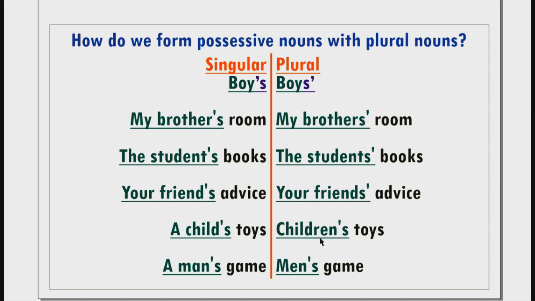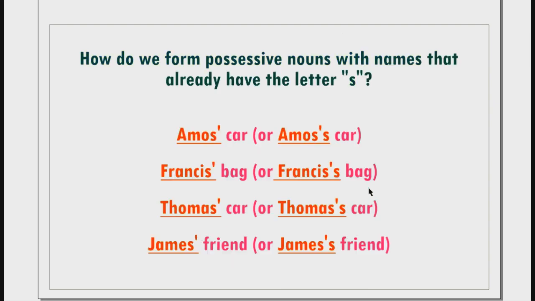There are these other nouns. Their plural forms do not end in letter S, like children. Children does not include letter S in the plural form. So in that case, we have to add the apostrophe and then the letter S, just the normal way we construct the singular form. An apostrophe and the letter S. Children's toy, men's game. These are plural possessive nouns. But for the other nouns that have letter S in the plural form, we have to add the apostrophe after the S to show that it is plural.